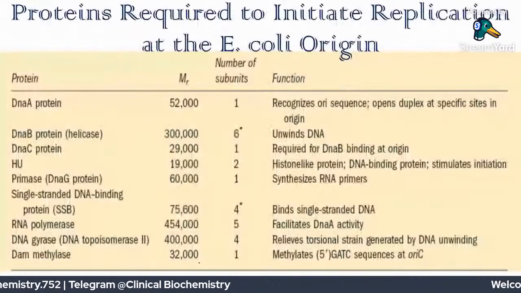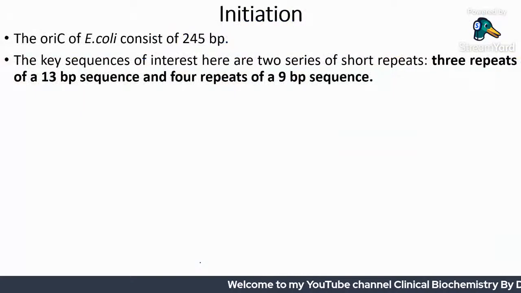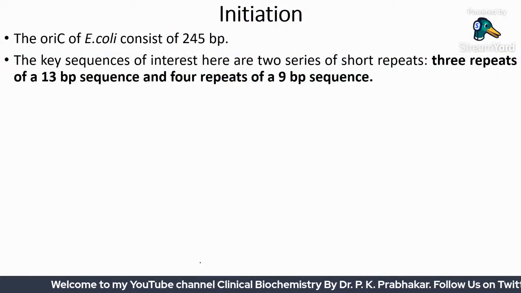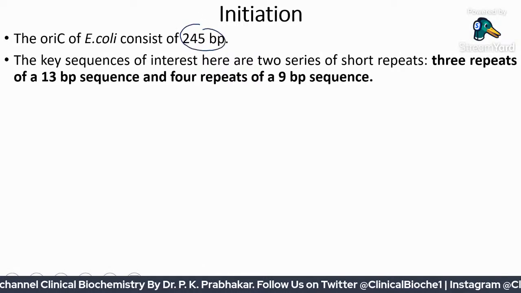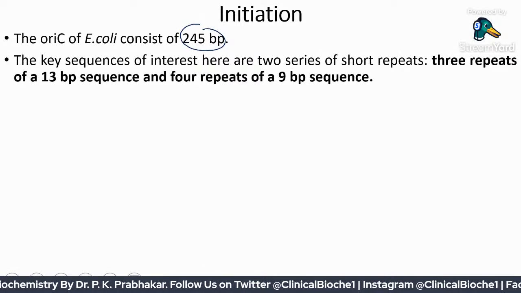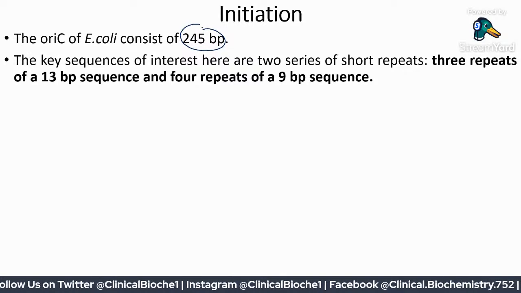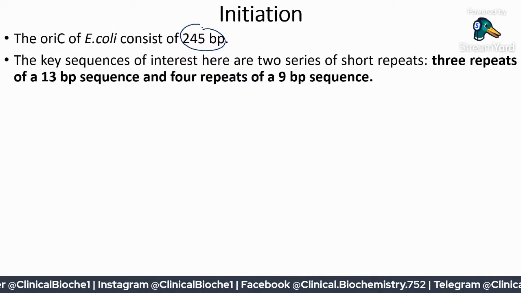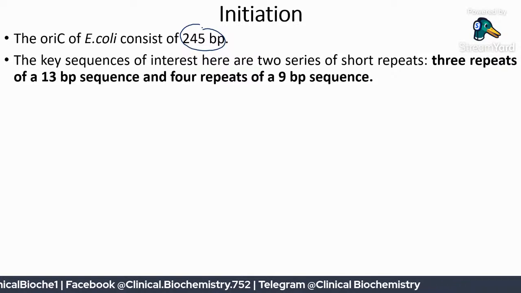Initiation. What I've told you, bacterial DNA replication initiates at a specific place. That portion is called the origin of replication. This origin of replication is composed of 245 base pairs. So the bacterial origin of replication consists of 245 base pairs. In these 245 base pairs, there are 7 specific regions.